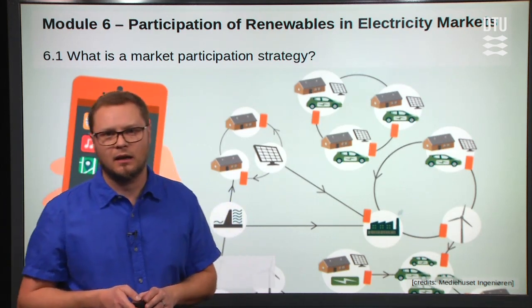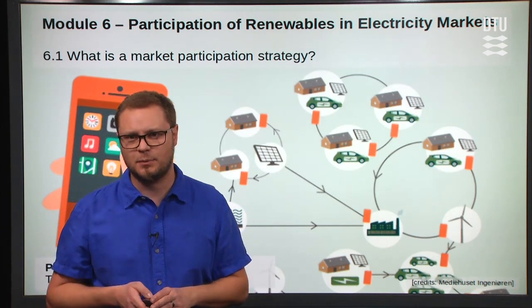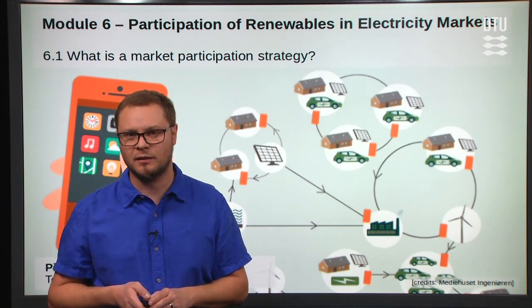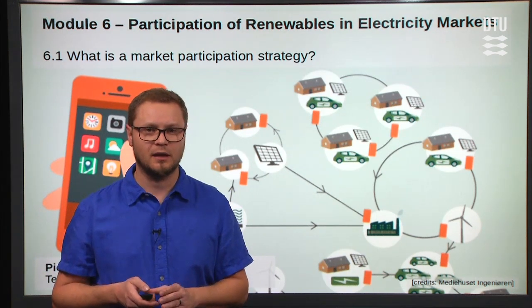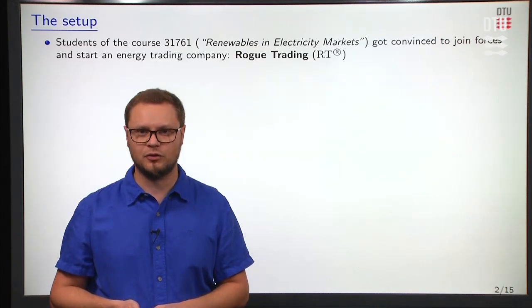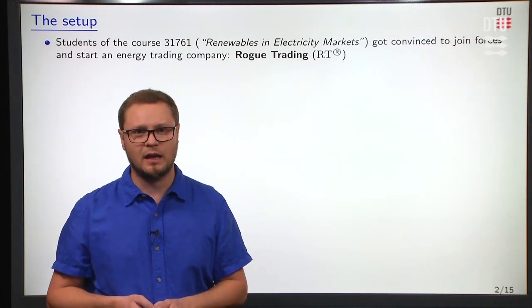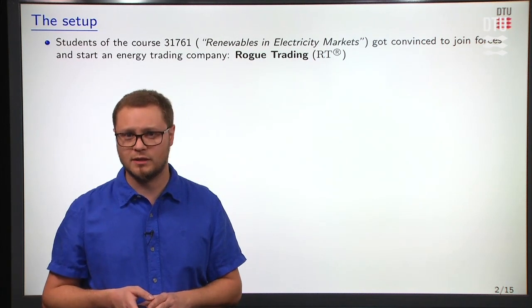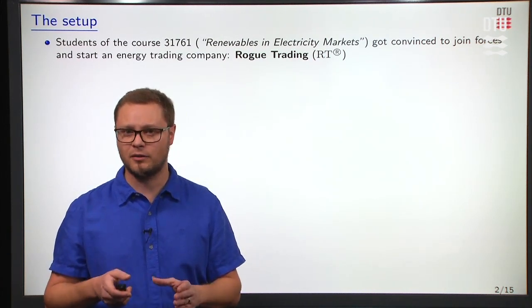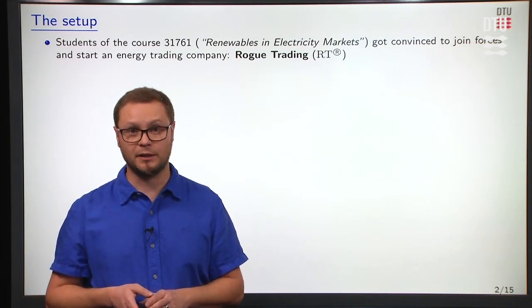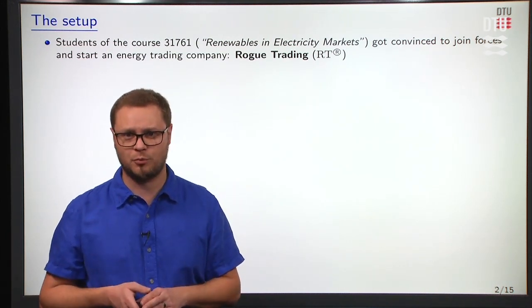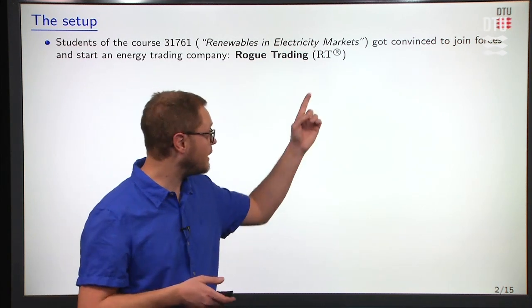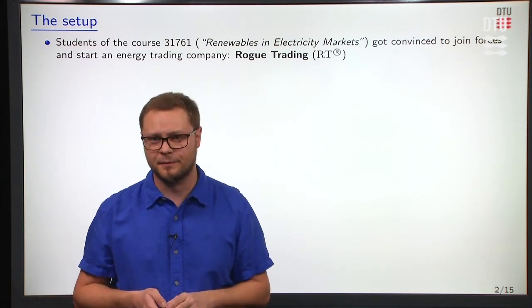Hi, let's now start Module 6, Participation of Renewables in Electricity Market, with its first block: what is a market participation strategy? For that, we need to introduce our basic setup. Let's assume that the students in the course 31761 decided together to start an energy trading company. This company is Rogue Trading, which we already met in the previous modules. We'll abbreviate it by RT.